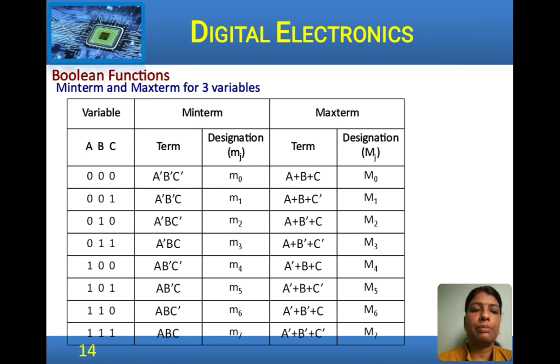1, 1, 1 being represented by a dash plus b dash plus c dash. And they are designated using capital M, the suffix representing the decimal equivalent of the binary number. Observe the max term capital M of j is equivalent to the complement of the min term, that is mj dash.